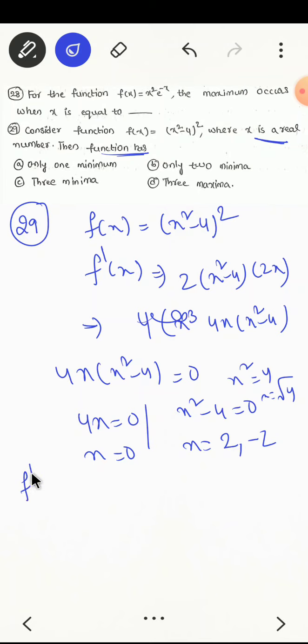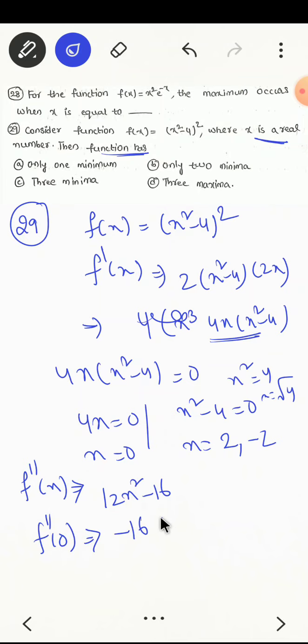So find f double dash of x. F double dash of x, I will do it for this. Okay, f double dash of x, do u into v. So I am getting it as 12x square minus 16. So at 0, f double dash at 0, what will I get?